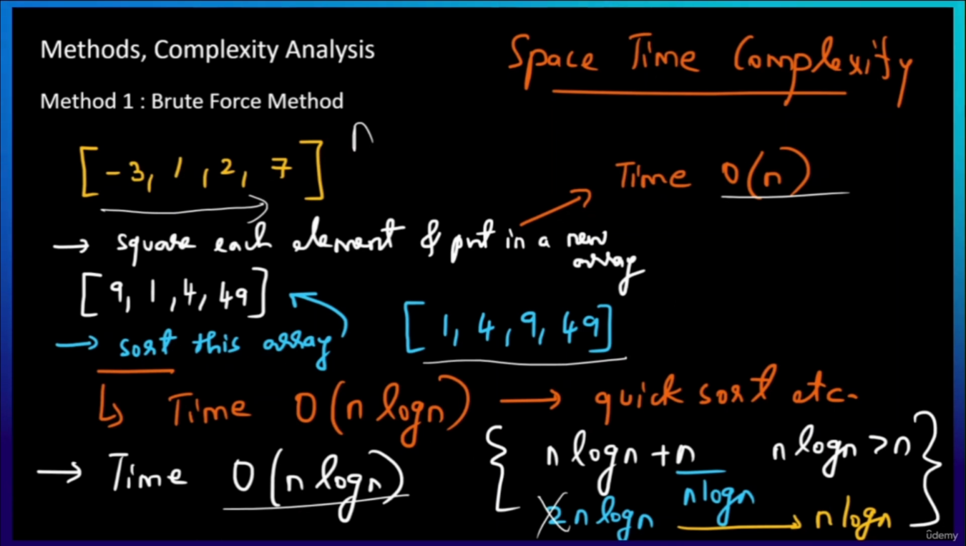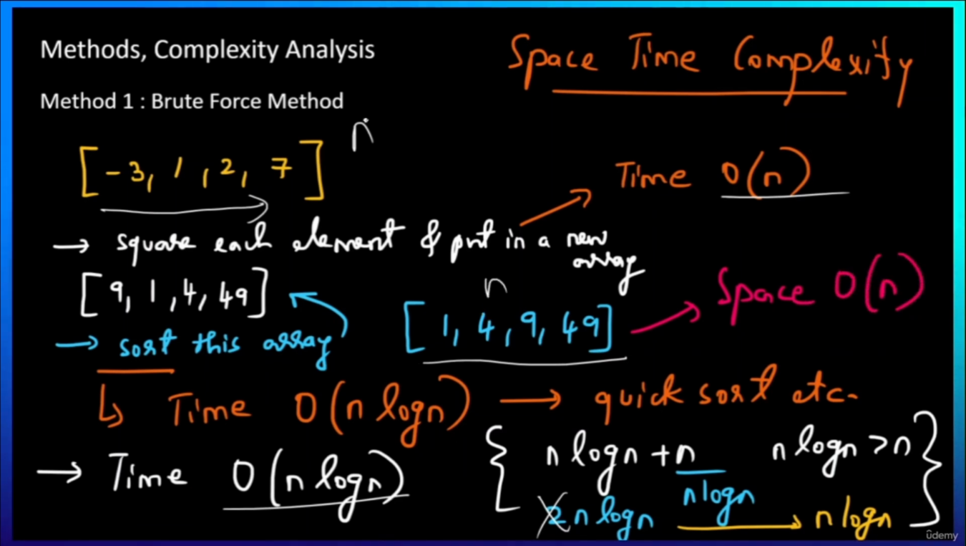Now what about the space complexity of this solution? Over here, notice that we have made a new array with n elements. So we have consumed some space. Therefore, the space complexity of this algorithm is O of n, right? This will have n elements. If the input array has n elements, the new array also will have n elements. So the space complexity is O of n.